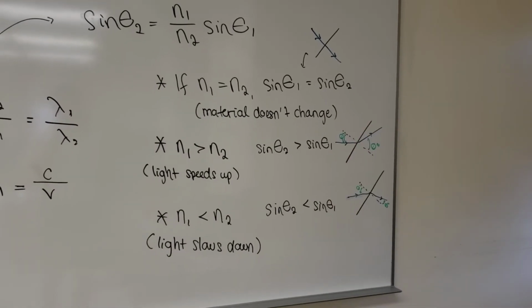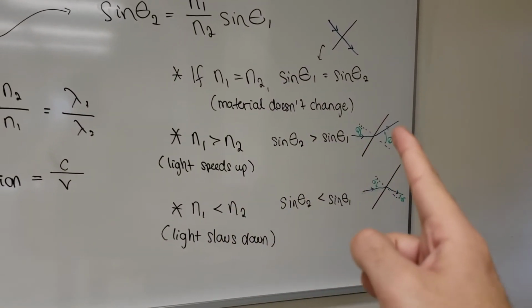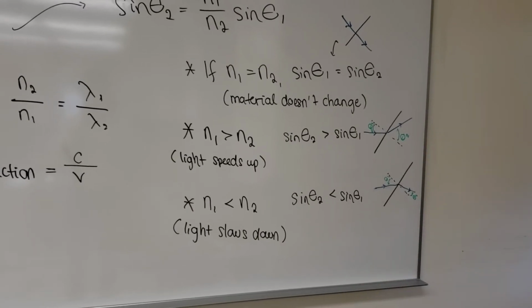It wants to point away from the normal. So if light speeds up, we point away from the normal, okay? That's going to become important in a second.